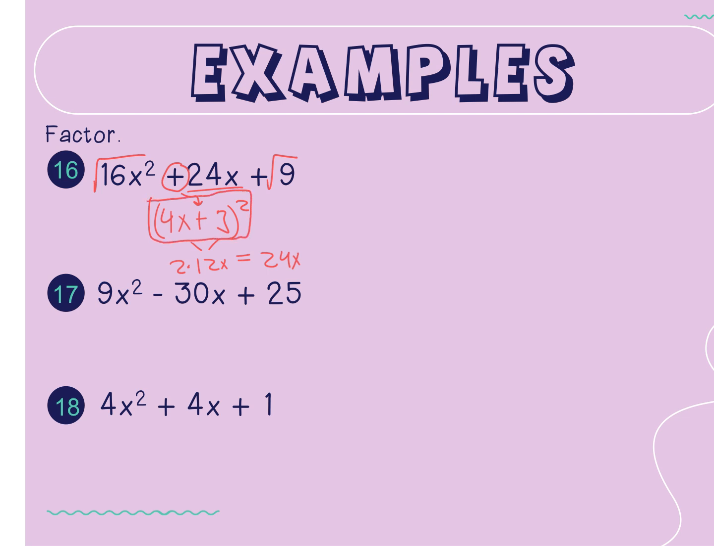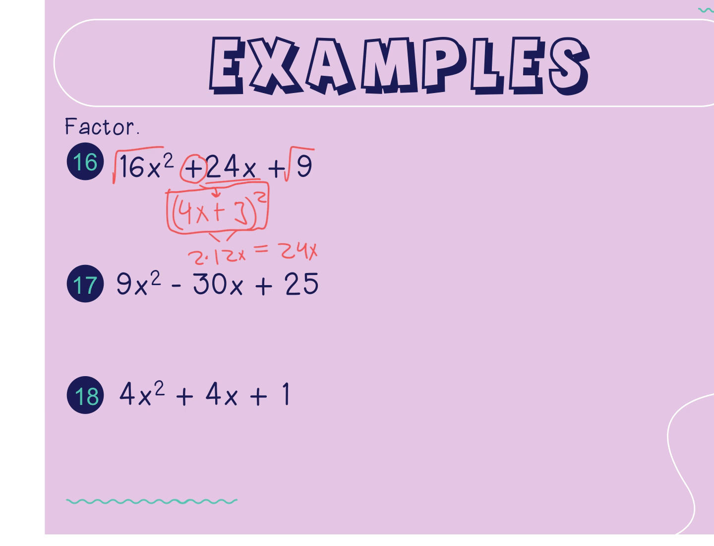Hopefully getting a little better. Let's try the same thing with the next one. Square root the first, 3x, square root the last, 5, multiply them. When you double it, do you get the term in the middle? I do. I get a 30x. There's a minus in between. I'm going to write a minus and square it.